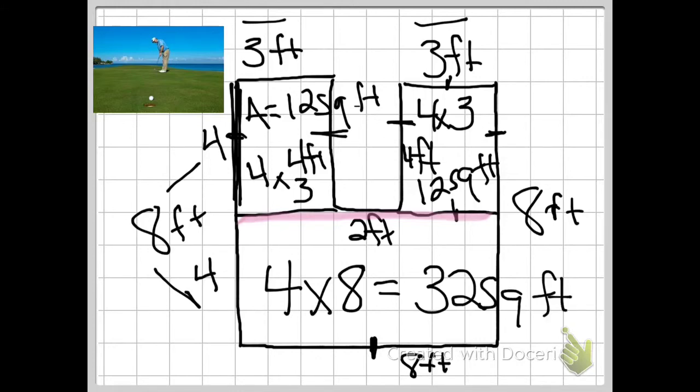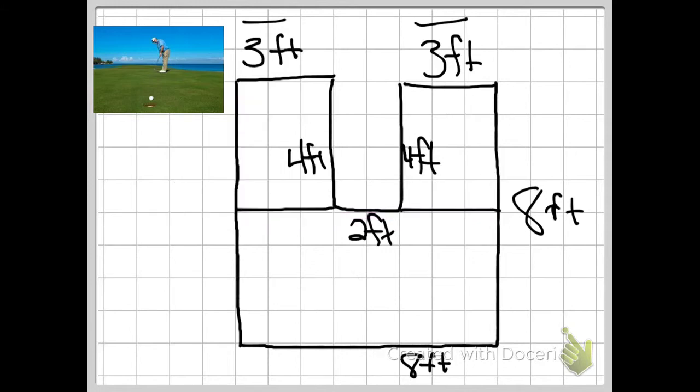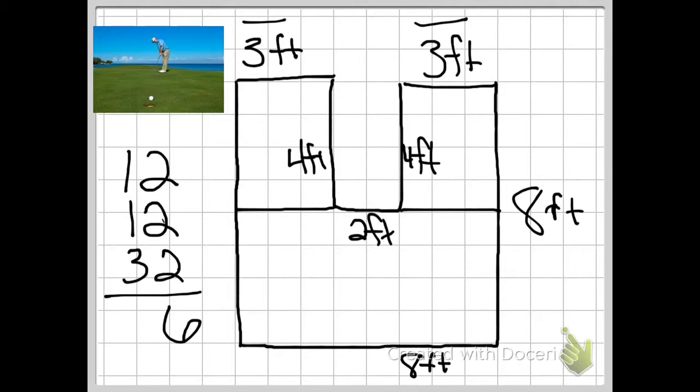Now what I need to do is add up all 3 areas. So the first rectangle was 12 feet, the second rectangle was 12 feet, and then the last one was 32. And I'm going to add that up. 2, 4, 6, so that would be 6. 1 and 1 is 2, plus 3 is 5. So the total area of this miniature golf course hole is 56 square feet. Which means he's going to need 56 square feet to cover up his golf course with artificial grass.